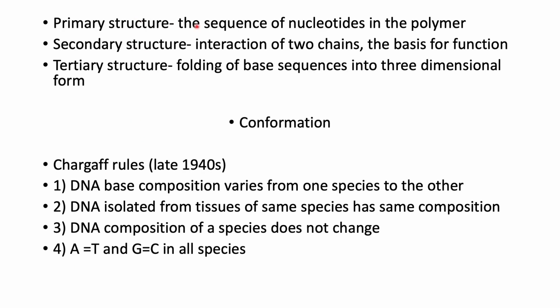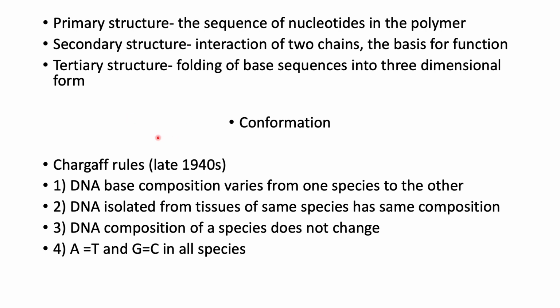The primary structure is a sequence of nucleotides in the polymer, again going from 5' to 3'. The secondary structure consists of the interaction of 2 chains, which is the basis for the function. So the secondary structure, for example, for DNA has 2 chains interacting with each other. And then the tertiary structure is the folding of the base sequences into 3-dimensional forms. These are common for RNA, particularly transfer RNA, messenger RNA, and these are unfolded over time. DNA is also folded in tertiary structure, and these are unfolded as the biological activity commences with that structure.